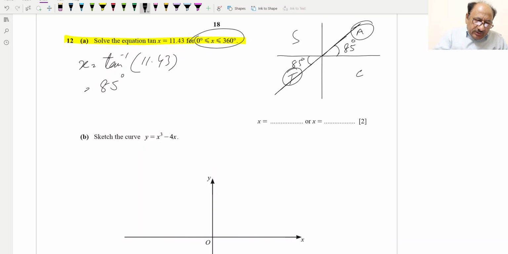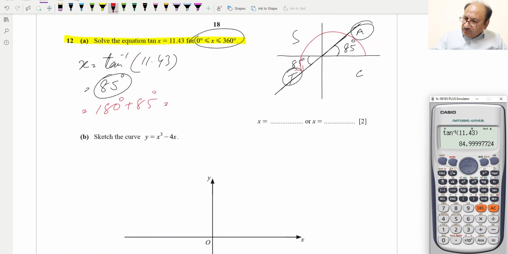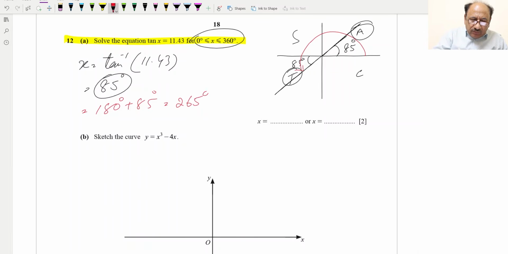So one angle will be 85, and the second angle which we can take will be from this point to this point. So 180 plus 85 degrees will be equal to 264.99. So we can write 265 degrees. So this is within the range, and the next angle will be out of the range, so we'll not be taking further angles. So 85 and 265 degrees, this is for 2 marks, which is done.